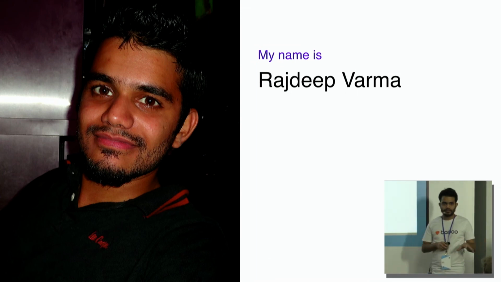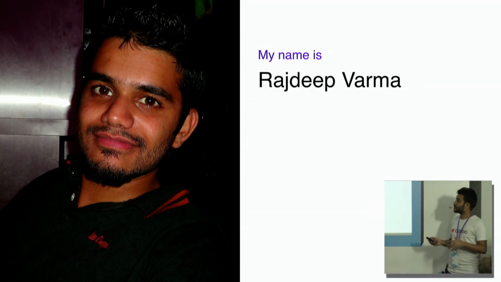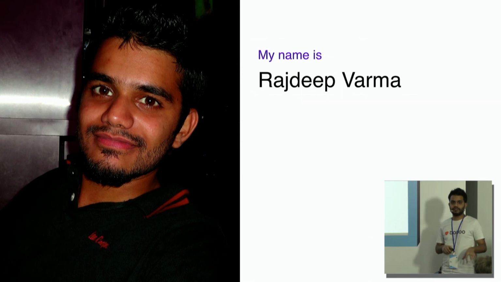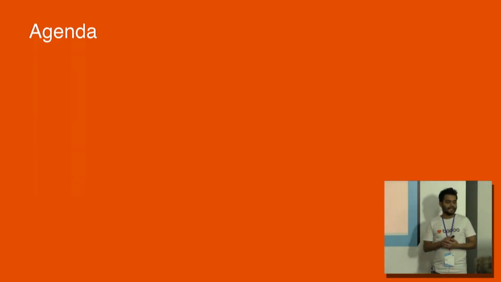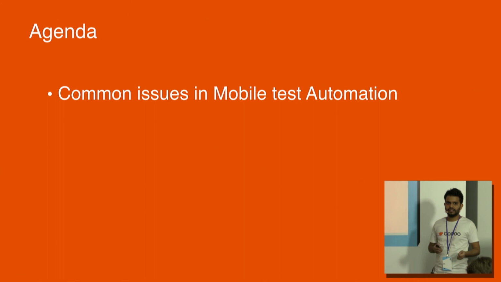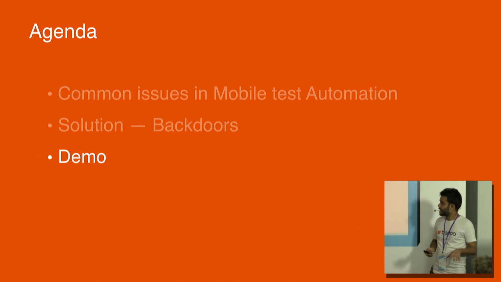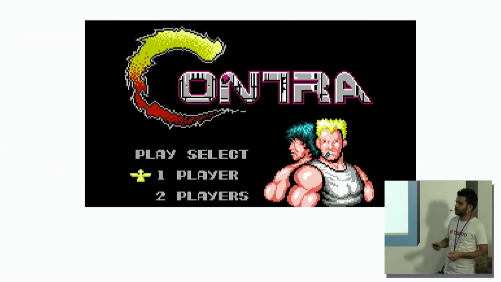This talk is going to be based on how we have put some backdoors in our applications. I'll be explaining backdoors during the course of the talk, but it's one of my recent works with Appium. This is going to be the agenda today. I'll talk about some of the complex and common issues which we face in the UI automation field, especially for mobile test automation. Then we'll talk about the solution, and I'll introduce what backdoors are, show a demonstration of the backdoors, and then show some real examples of how we use backdoors at Badoo.